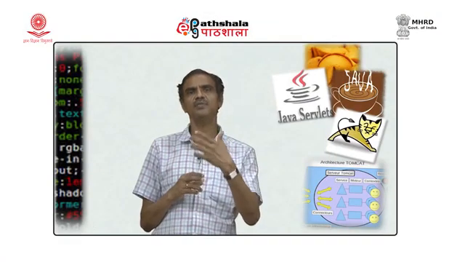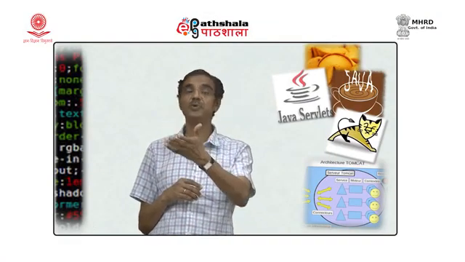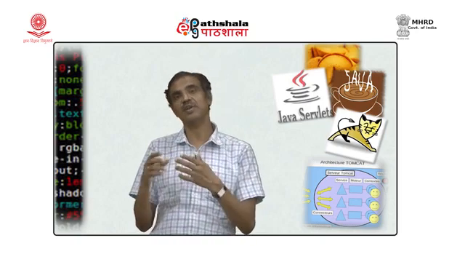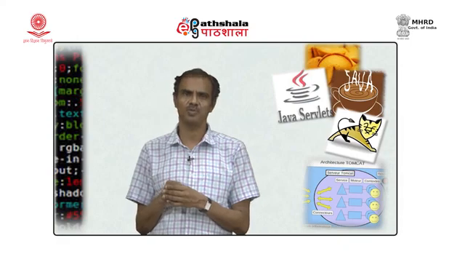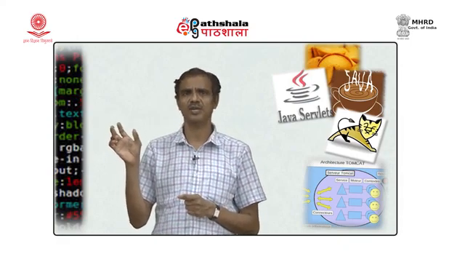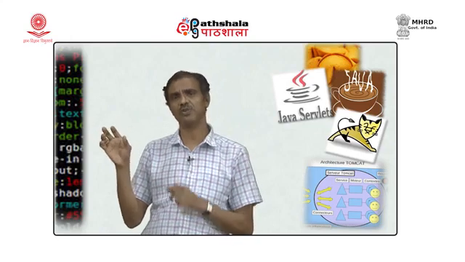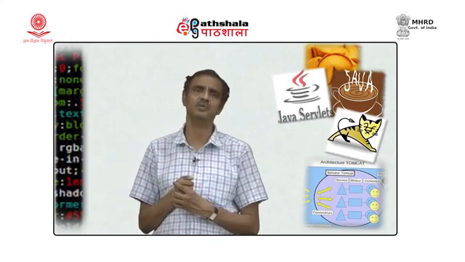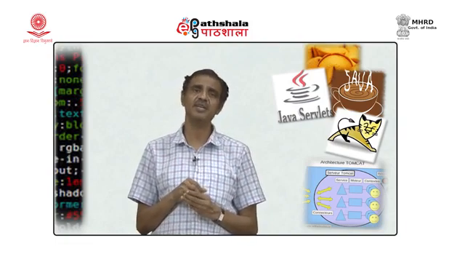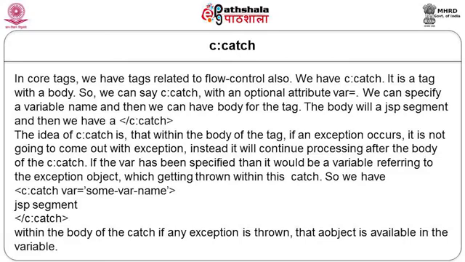A particular attribute may also be removed; you can remove an attribute from a particular scope. You have an option of specifying the scope also, that is, from which scope this variable needs to be removed. So, c:remove is another tag which is available in our core tags. In core tags we also have tags related to flow control.